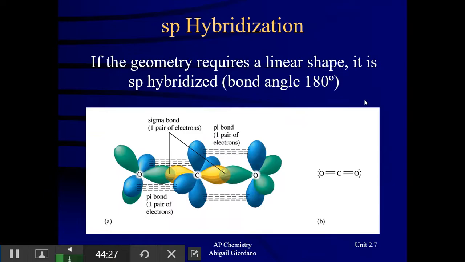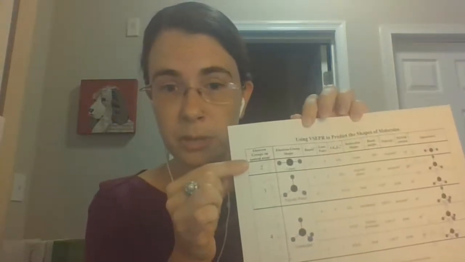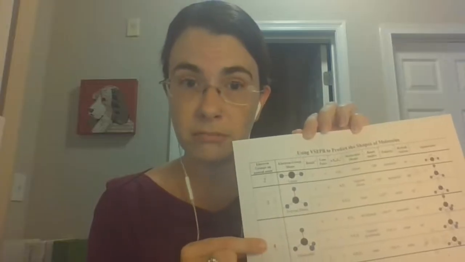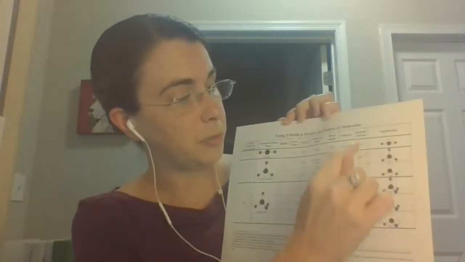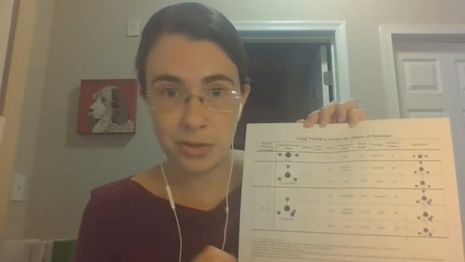Okay, now before we do some practice, here's some good news. All right, on the front side of this chart, where you have electron domains 2, 3, and 4, you need to know the hybridization, and that's easy. It's sp, sp2, sp3. Here's the good news. Are you ready?